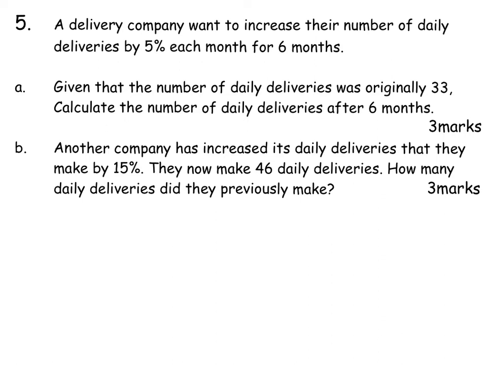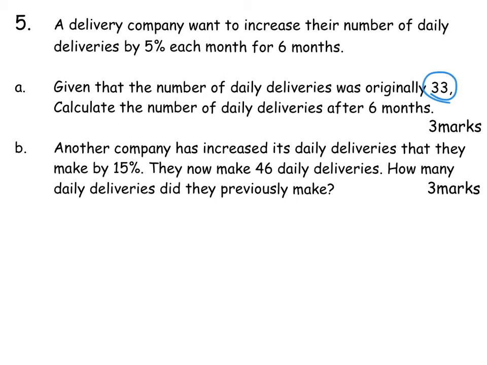So, this is about a delivery company who want to increase the number of daily deliveries by 5% each month for 6 months. Please don't go thinking, right, well, that's 30 days a month, 6 months is 180. It's not that, right? It says our original amount is 33. So in month 1, it was 33 deliveries.